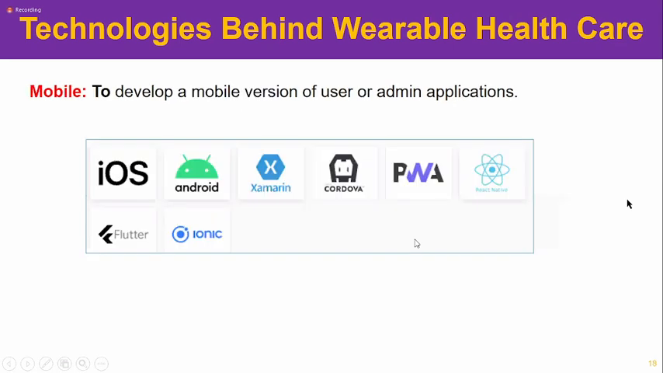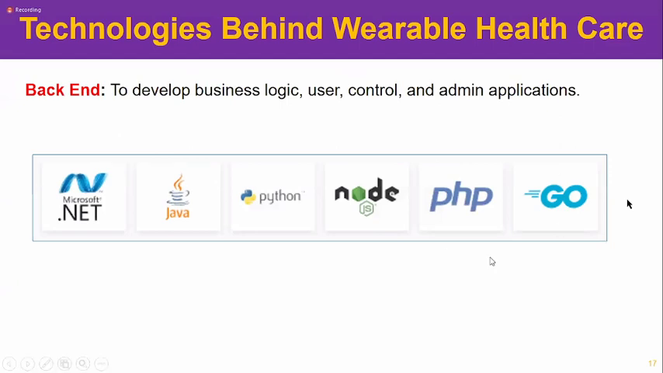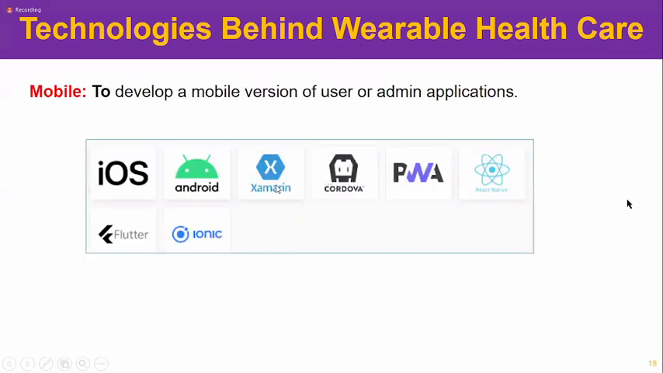So it is not an individual work. As an individual, we cannot develop a full-fledged wearable healthcare system. So it could be done as a team actually. A team of EC and CS people can combine together and develop a full-fledged product. Okay, that's that.